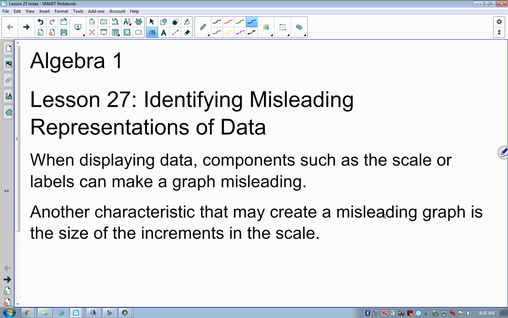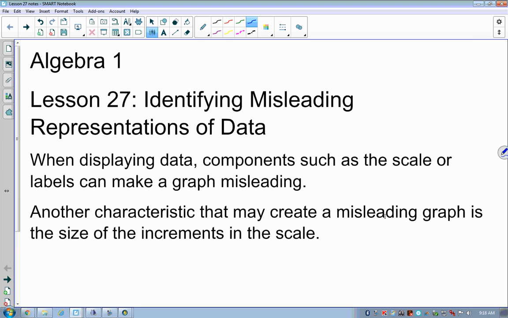So when displaying data, components such as the scale or the labels can make a graph misleading. So those are two things that we want to look at. Okay, look at the scale. Is the scale misleading? Are the labels on the graph misleading?